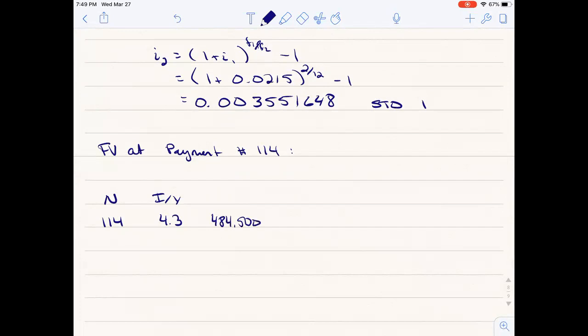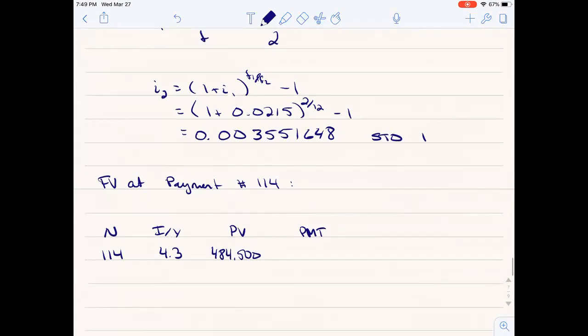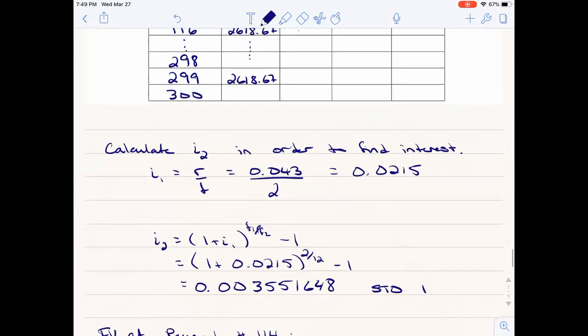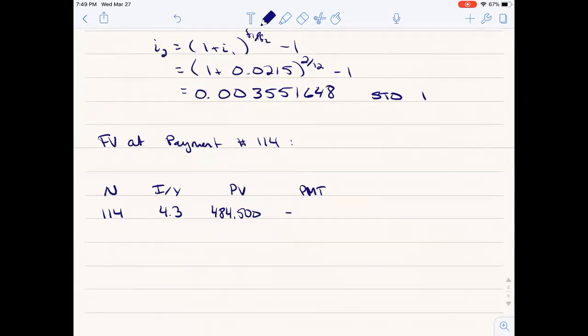$484,500 is our present value. We know our payment amount, making sure that it's negative because we're making these payments to pay it off. If you accidentally left it as positive, what you're telling the calculator is that initially you've borrowed $484,500, and then every month you're going to borrow another 2,618, whatever it is. So you have to make it negative 2,618.67.